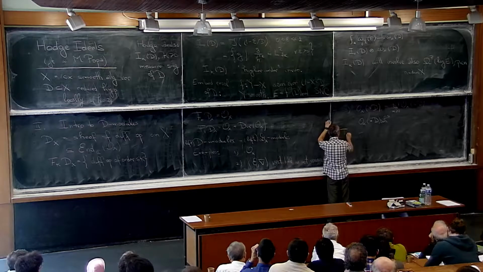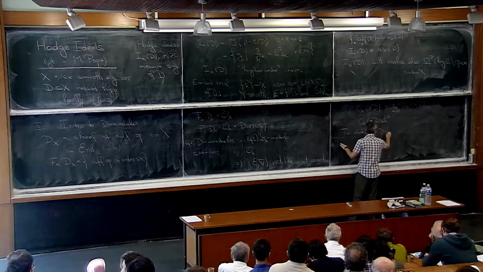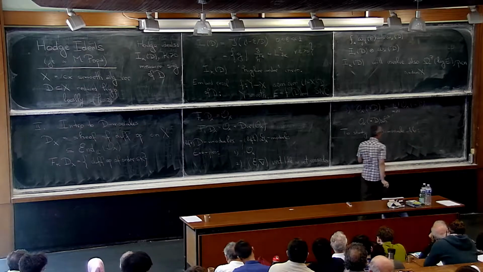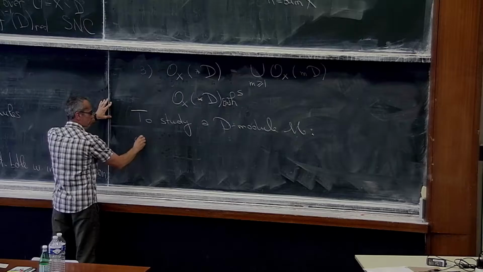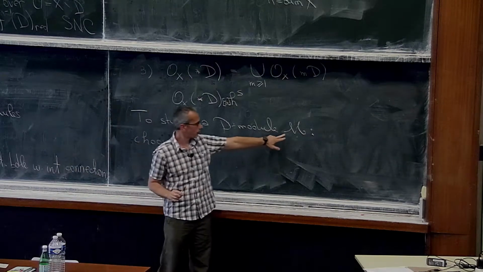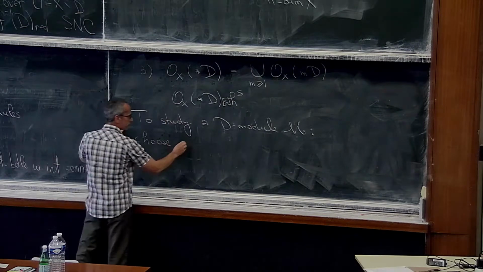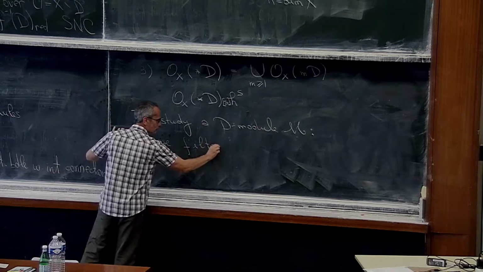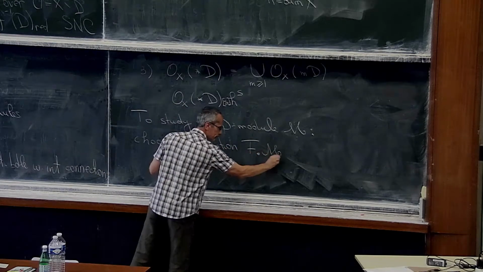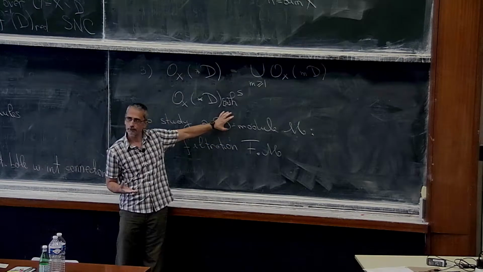So to study a D module M, you also choose a filtration on M. Let's say, I will always stick to the case where M is finitely generated over the ring of differential operators. So I'll choose a filtration, which I'll write like this. It's an increasing filtration, and by filtration, I mean a filtration compatible with the filtration on the ring D itself, on D_X.